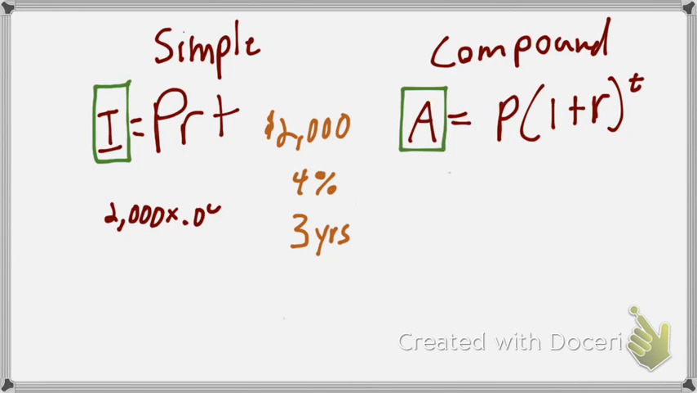times 0.04 times 3. And I'm going to use my calculator because I don't know it off the top of my head. Maybe if I can get to my calculator. There we go. 2,000 times 0.04 times 3. All right, so that's $240. That is the amount of interest. So what's the account balance?